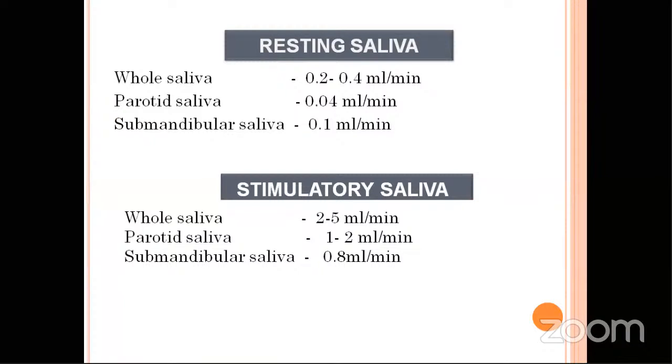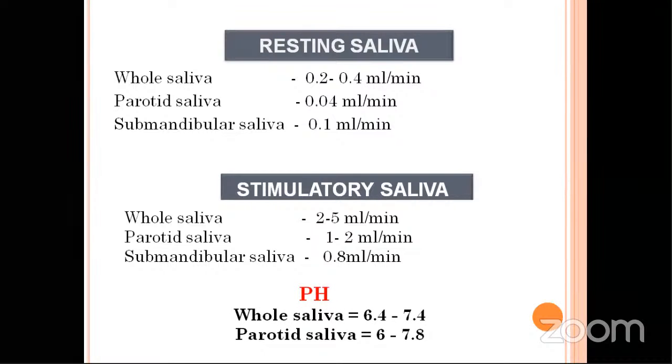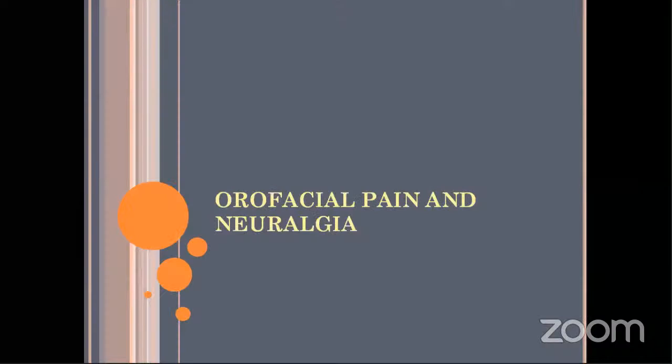Okay, the stimulatory saliva is the one which is taken after chewing bubble gum or paraffin or rubber band. Resting saliva is when we ask the patient to sit in a calm place for some time, and then the saliva is collected after 1 minute, after 2 minutes, after 5 minutes. Okay, so this is measured. And this is the pH.